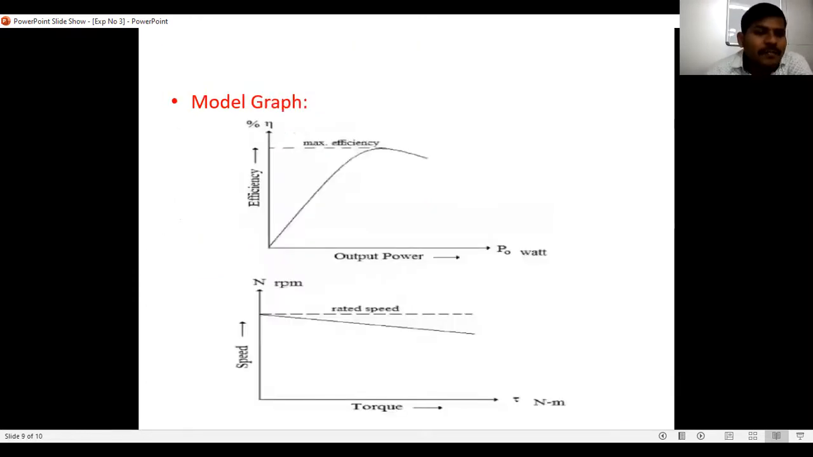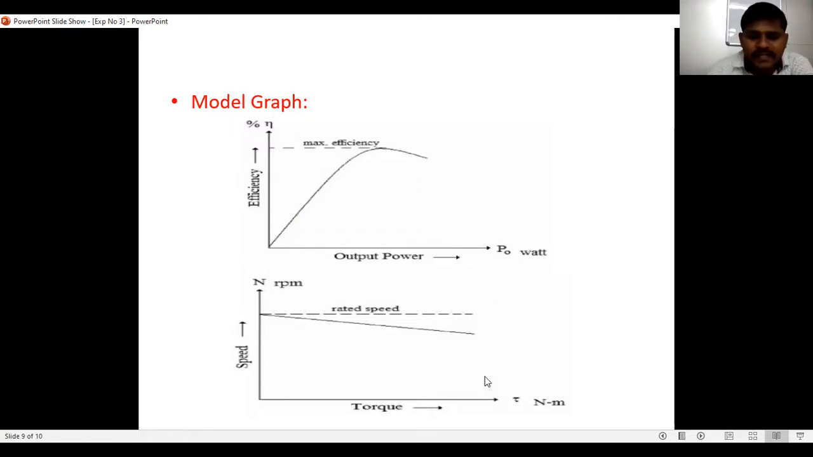Model graph, look at this, efficiency versus output power. It will be like a flat graph, or it will show a linear relationship. As the output increases, the efficiency increases, and at one point if the output increases again, the efficiency remains constant. And the speed versus torque characteristics, we have not studied yet. Speed torque characteristics: the load speed is slightly less than the no load speed.